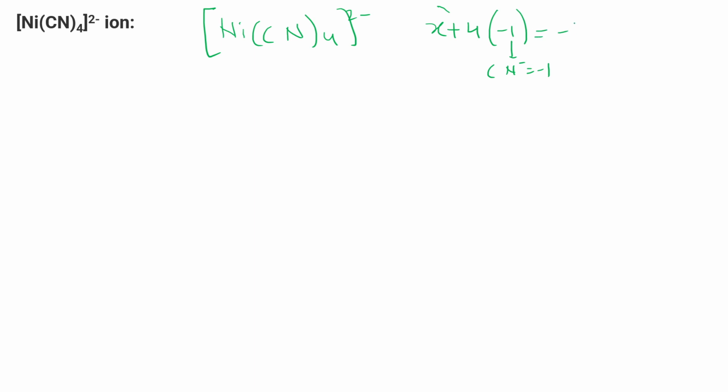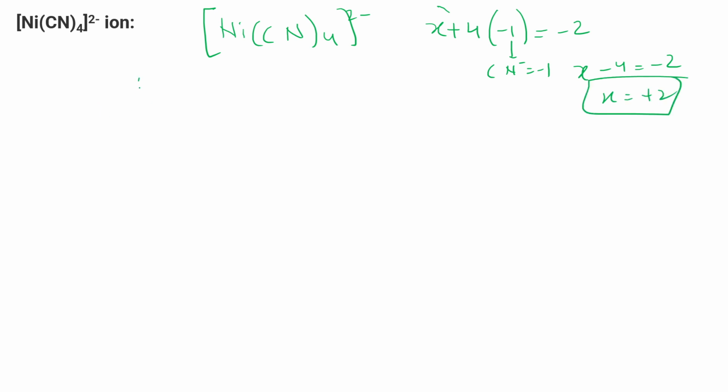So in this case, what is the oxidation state of nickel? You calculate by yourself, otherwise you won't be able to perform well in the exam. Nickel plus 4 times cyanide, the charge on cyanide is -1. Let's suppose X is the charge on nickel. So X plus 4 into -1 is equal to the overall charge, which is -2. X minus 4 equals minus 2, so X is equal to plus 2.